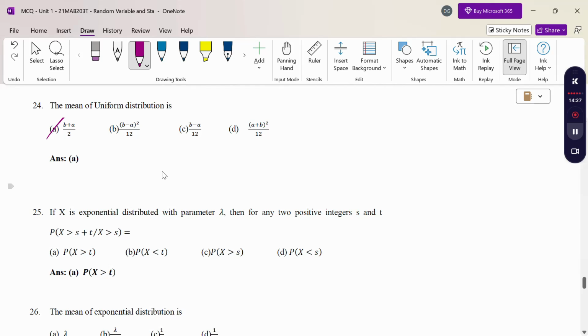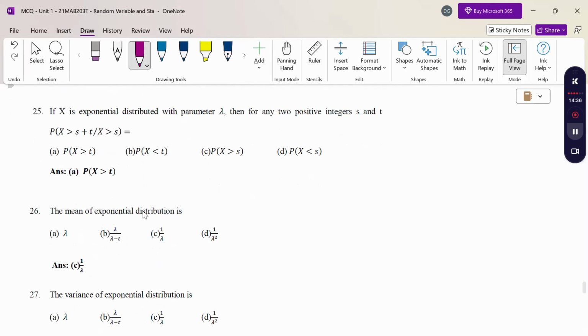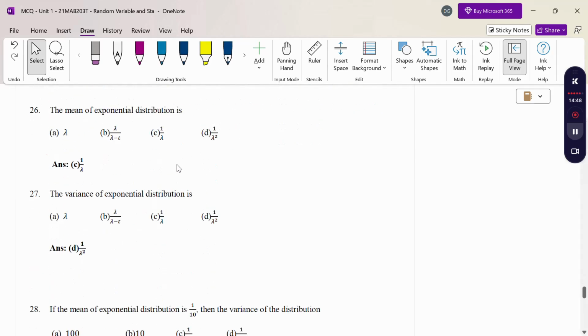And X is an exponential distribution with parameter lambda. Then for any two positive integers s and t, the probability of X greater than s plus t given X greater than s is the first option, the probability of X greater than t. This is the memoryless property of the exponential distribution. The mean of the exponential distribution, the expectation of X, is 1 by lambda, so option C. Then the variance of the exponential distribution is 1 by lambda squared, option D.